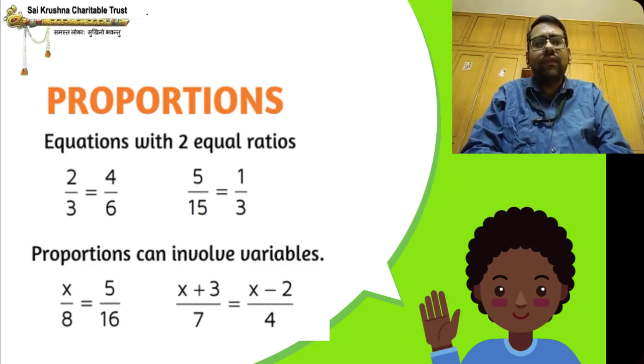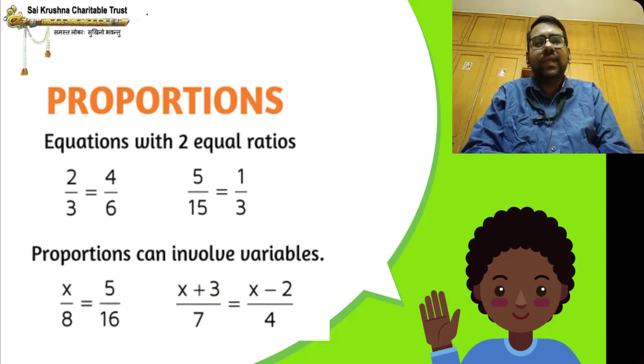Proportion can also involve variables. I discussed what variables are, no? In the algebra chapter, what is a variable? The value varies. It is not constant or fixed, or the value of the variable is unknown. That is called a variable. Okay. x by 8 equal to 5 by 16. Which is the variable here? Can you tell me, children? Anyone? Yes, it is x. So x by 8 is equal to 5 by 16. x is a variable.